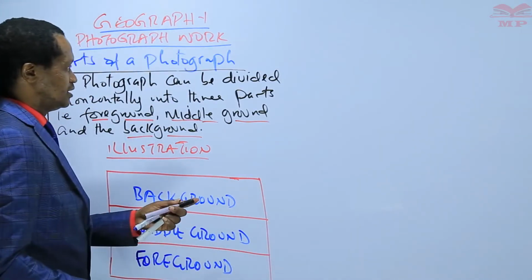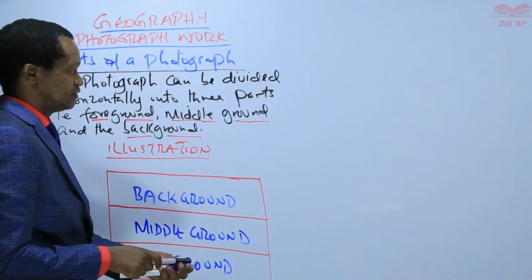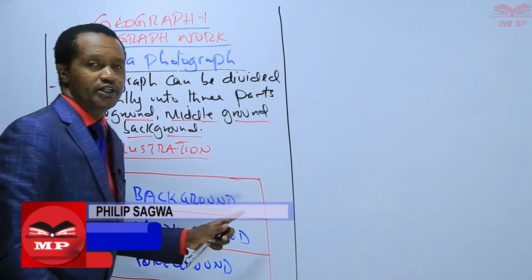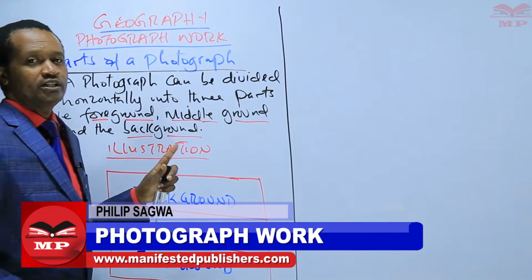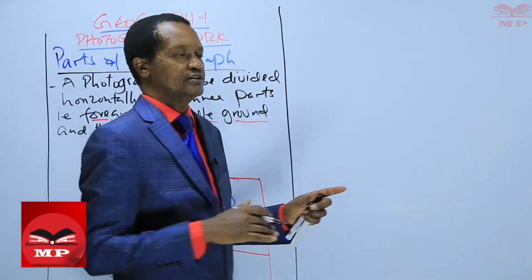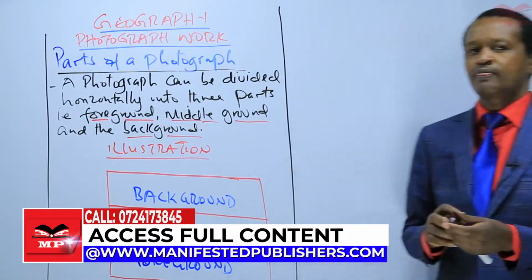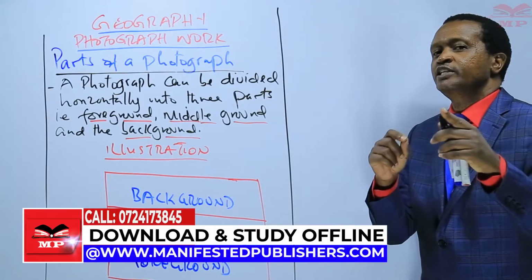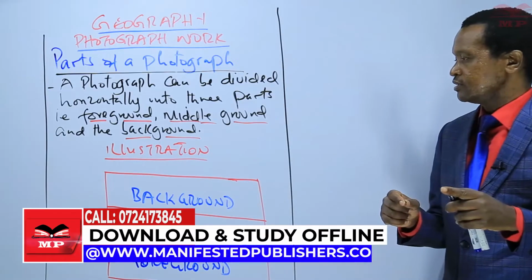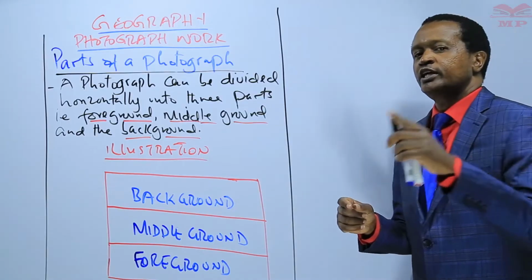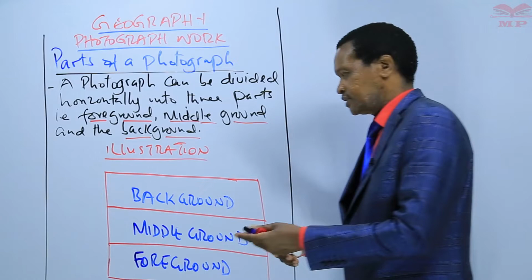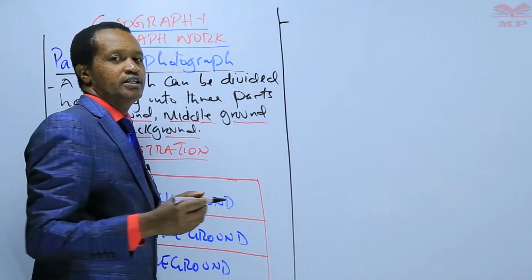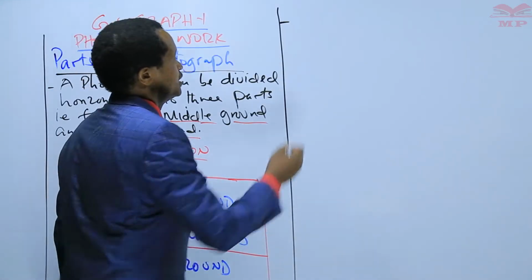Now, other than dividing a photograph by looking at it horizontally, we can also have a photograph being divided into 3 parts again, but this time when you look at the photograph vertically. Learners, a photograph can further be divided vertically into 3 equal parts, that is from the left to the right. You can write another important point, that a photograph can further be divided vertically.